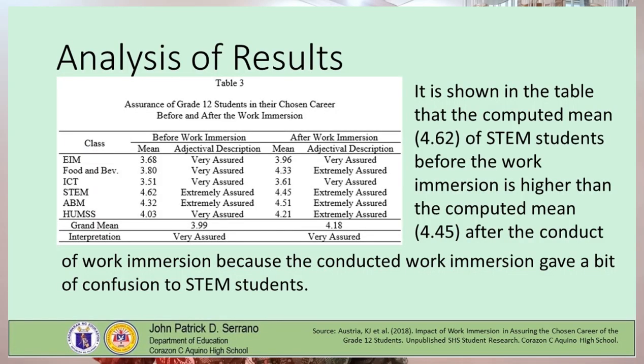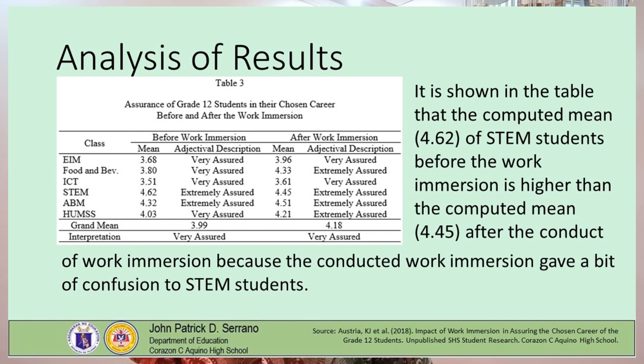This is not the entire analysis section po of this table. Let's see how it should be analyzed. It is shown in the table that the computed mean 4.62 of STEM students before the work immersion is higher than the computed mean 4.45 after the conduct of work immersion. Because the conducted work immersion gave a bit of confusion to STEM students.